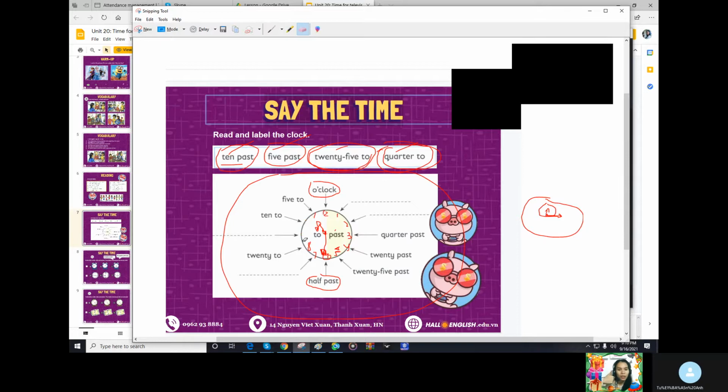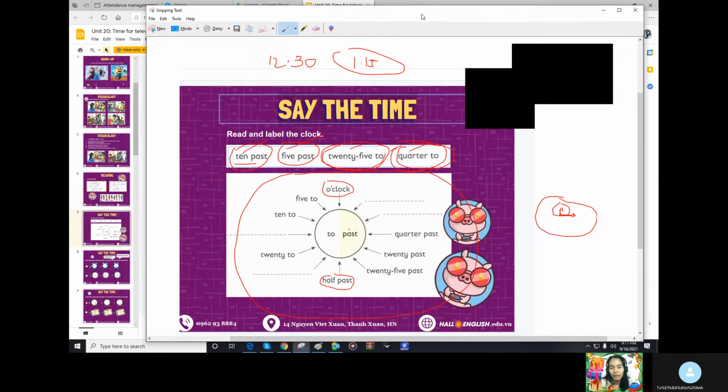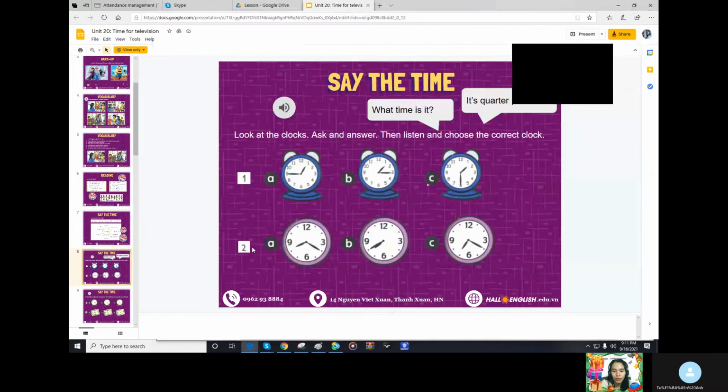All right, good job. You usually use this one, right? Like half past two, quarter past three. But sometimes we also use the numerical time. Like for example, 12:30, we also use 1:15, okay? In my country, we usually tell time using the numerical one. But in your country, I think you usually use this one to say time, right? Okay, so very good. Now let's move on to the next one.